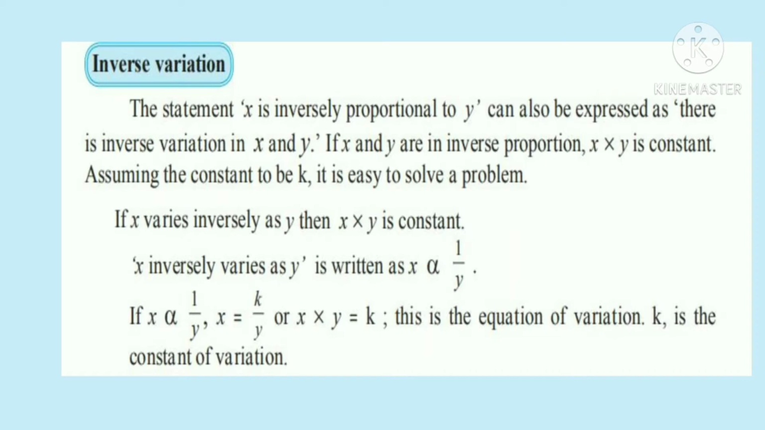Assuming the constant to be k, it is easy to solve a problem. If x varies inversely as y, then x multiplied by y is constant. x inversely varies as y is written as x proportional to 1 upon y. x is equal to k upon y, or x multiplied by y is equal to k, is the equation of variation where k is the constant of variation.